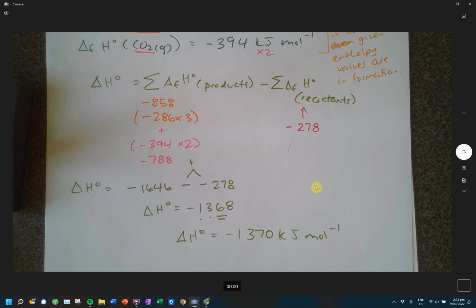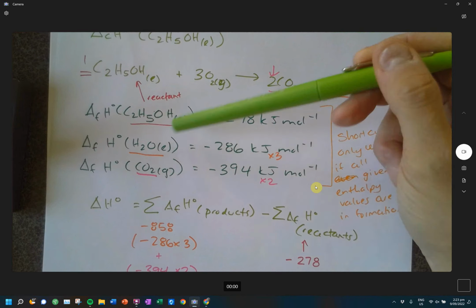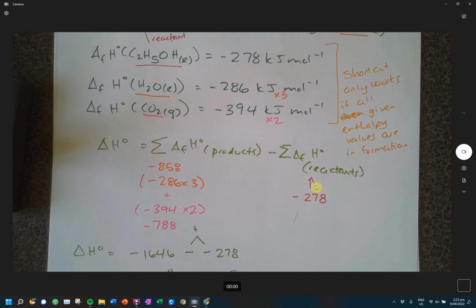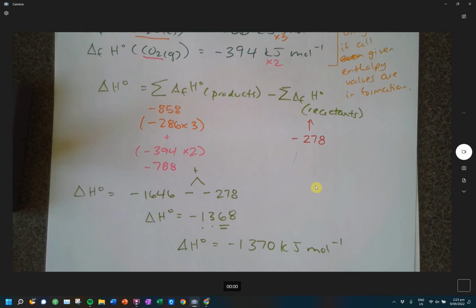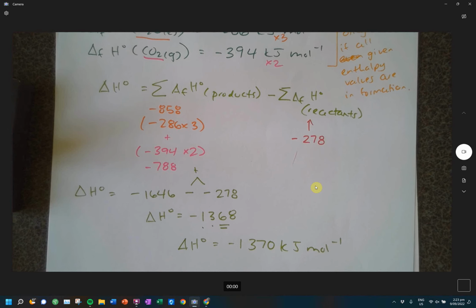So that's the other way you can do it. Only can do that, though, if everything they give you is in formation. If you want to do it longhand, what you can do is you can write out the formation equations for each one of these and manipulate it the same way that you do Hess's law. You should get the same answer. But if you're trying to do something quickly, that's the shortcut. But like I said, only works for some of the equations.